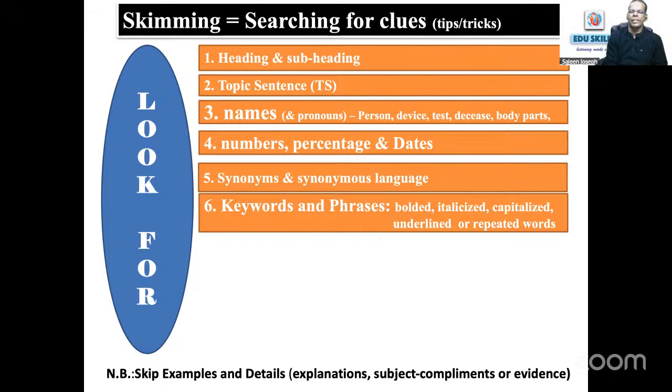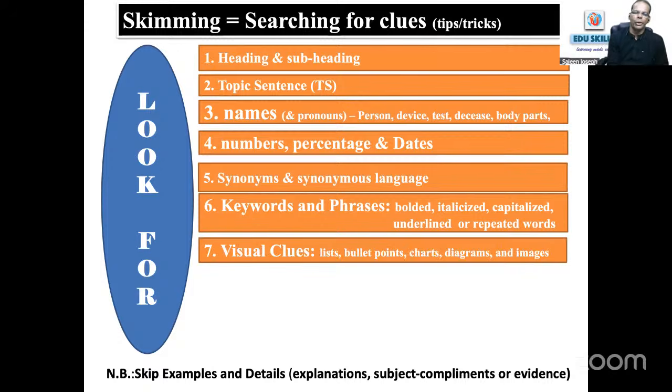Sixth one, keywords and phrases. Keywords and phrases, usually they are bolded, italicized, capitalized, underlined, or repeated. So those will be the keywords. Those repeated words you can immediately notice, or bold, or italics, or capitals, underlined words. Such words have to be noticed.